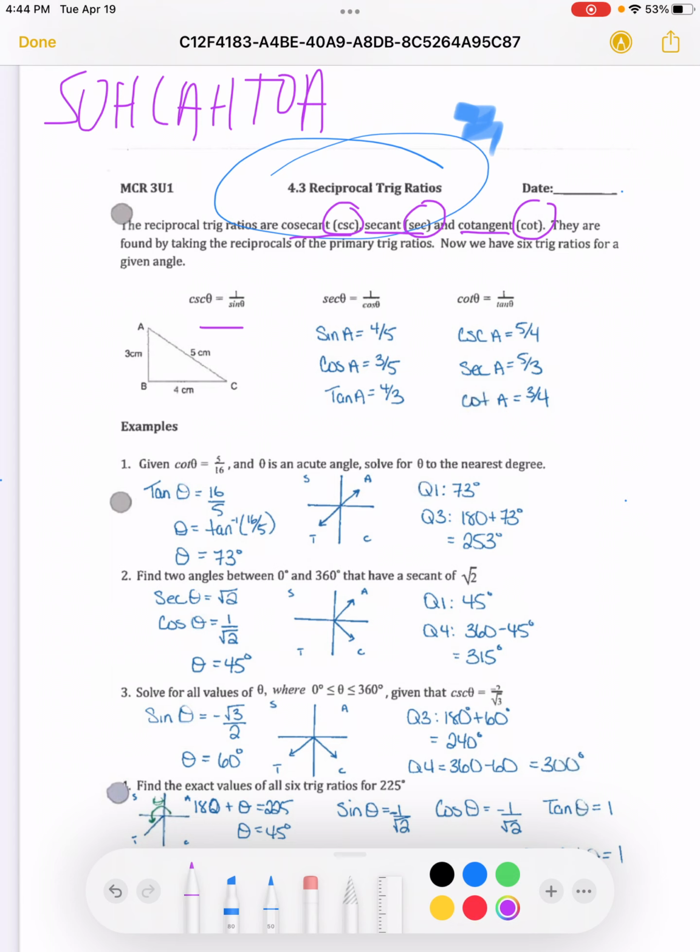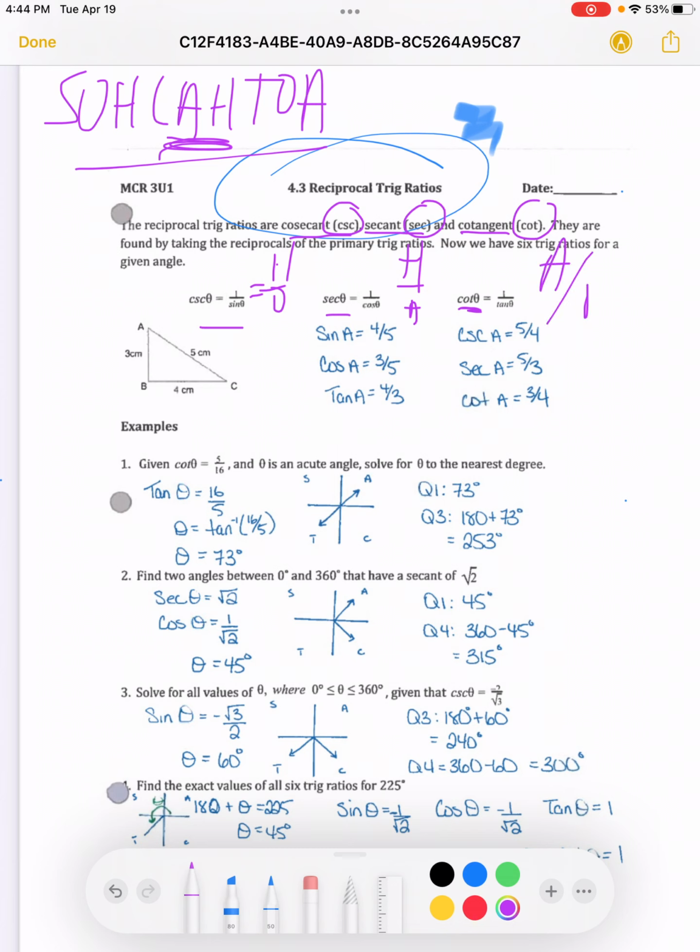And now we have cosecant, secant, and cotangent. Why? I don't know. Maybe somebody said we don't need SOHCAHTOA. What we're going to do is something different. What they did was they flipped these. So 1 over sine is now cosecant, which is not O over H, but H over O. And secant is 1 over cosine, so it's not A over H, but H over A. And then cotangent is 1 over tan, which is A over O.